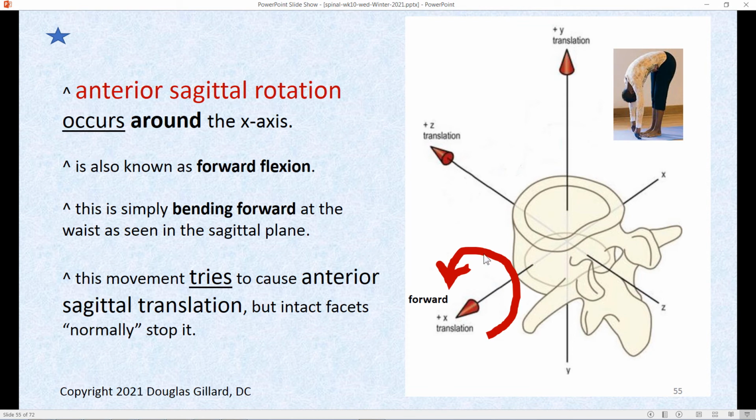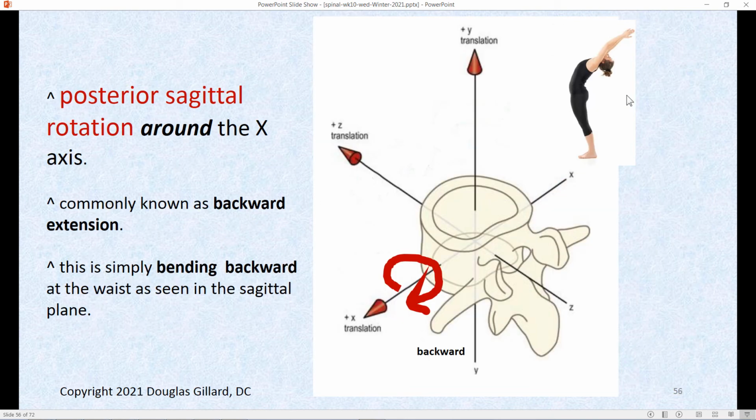All right, so when you bend forward, that's anterior sagittal rotation. So the vertebrae are all experiencing anterior sagittal rotation here. Maybe not her spine, but if she touched her chin to her sternum, then all the vertebrae would be under anterior sagittal rotation. And with backwards bending, all the vertebrae are now experiencing a posterior sagittal rotation. But remember, they're also experiencing translational forces as well.